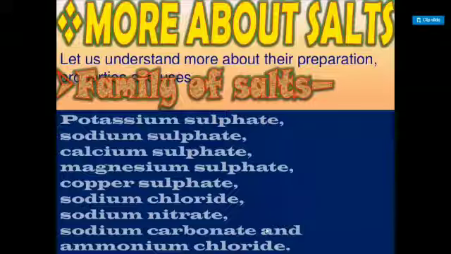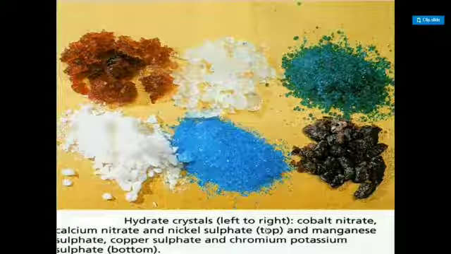Now salts. Salt means the compound which is obtained after combination of acid and base. Some salts are given here: potassium sulfate, sodium sulfate, calcium sulfate, magnesium sulfate, sodium chloride, sodium nitrate. Students, you have work to write the formulas of these salts yourself. Hydrated crystals: cobalt nitrate, calcium nitrate, nickel sulfate, manganese sulfate, copper sulfate. These are different types of salts given here.